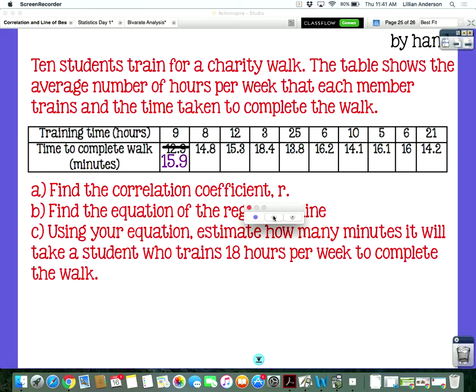So, 10 students train for a charity walk. The table shows the average number of hours per week that each member trains and the time taken to complete it. Please make sure you make this change. I don't know why I put 12.9. It should be a 15.9. Please make that change. So you have your data.